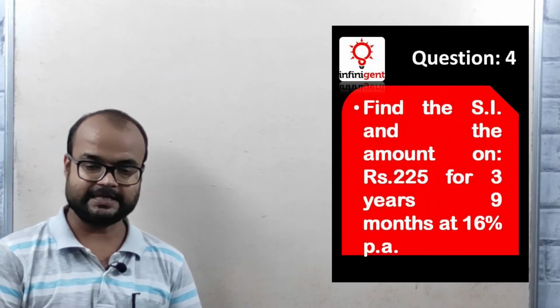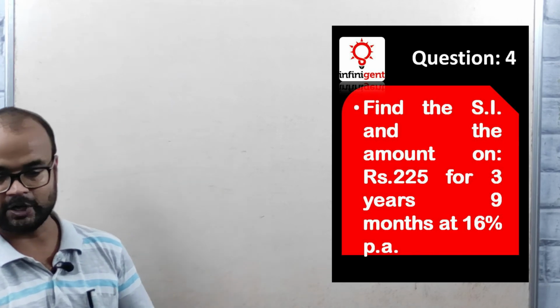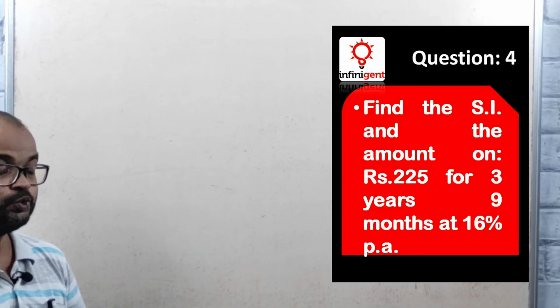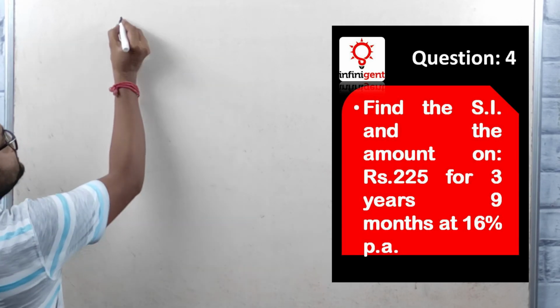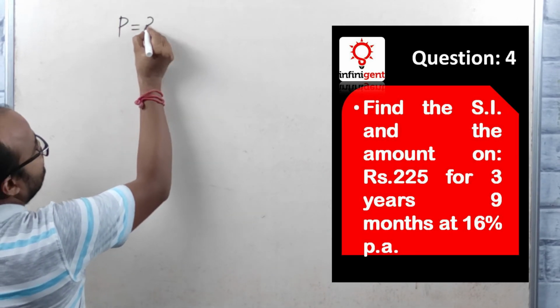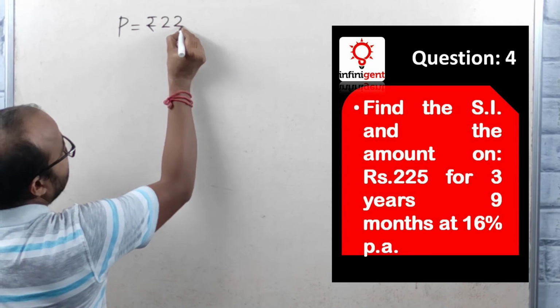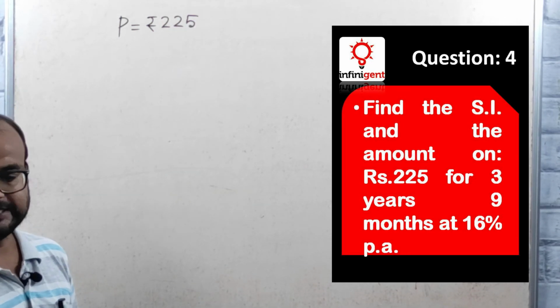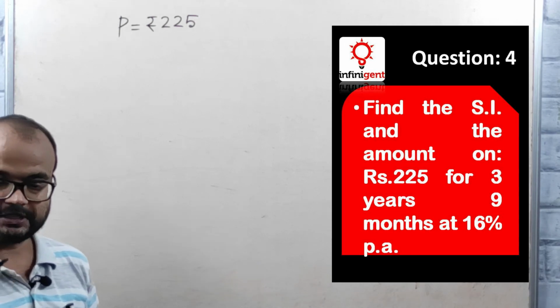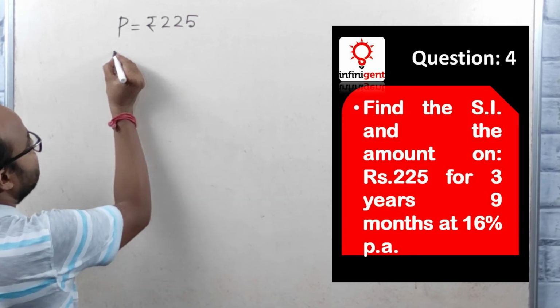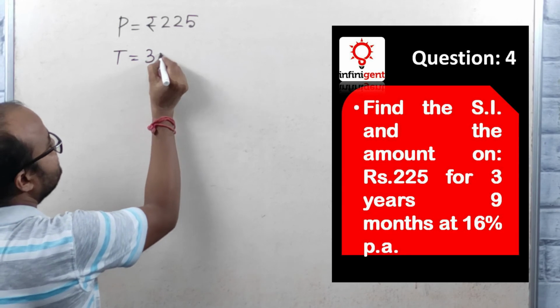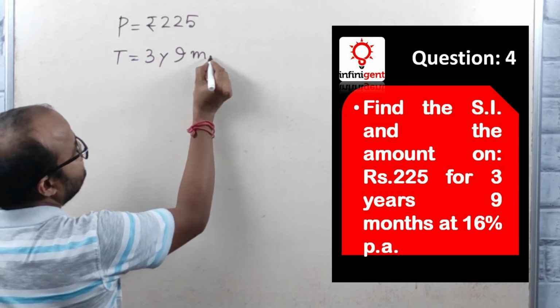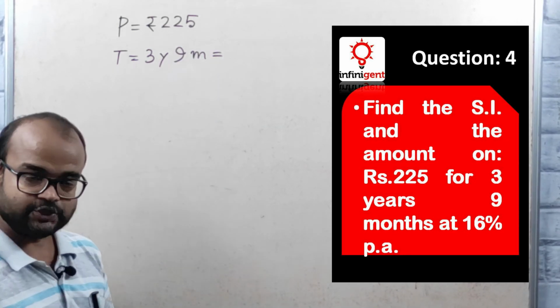Let us take our next problem. Find the SI and the amount on rupees 225. So here principal is given as rupees 225 for 3 years 9 months. So time is given as 3 years 9 months. So we need to convert it into years.